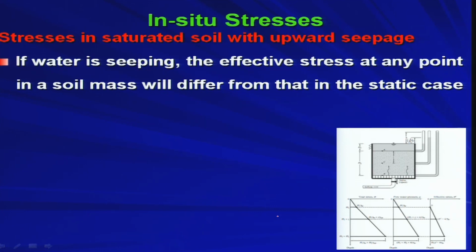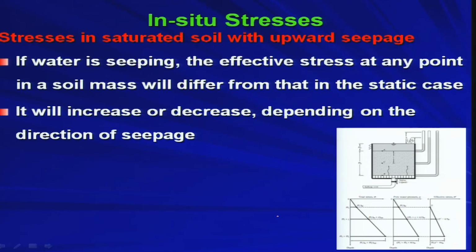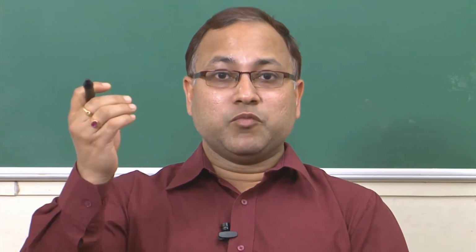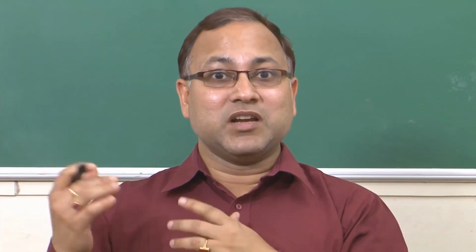Already we have discussed, in the different problems we have seen, the cases when there is no seepage and when there is some seepage. Depending on that, you are getting some variation in the effective stress. It will increase or decrease depending on the direction of seepage. As we have seen in this case, when the seepage is happening in the upward direction, you get a reduction in the effective stress. But if the flow is in the opposite direction, from top to down, then your effective stress will increase, though your total stress remains the same.